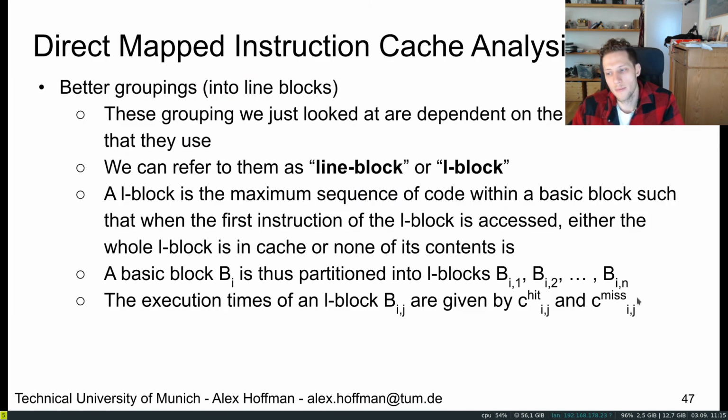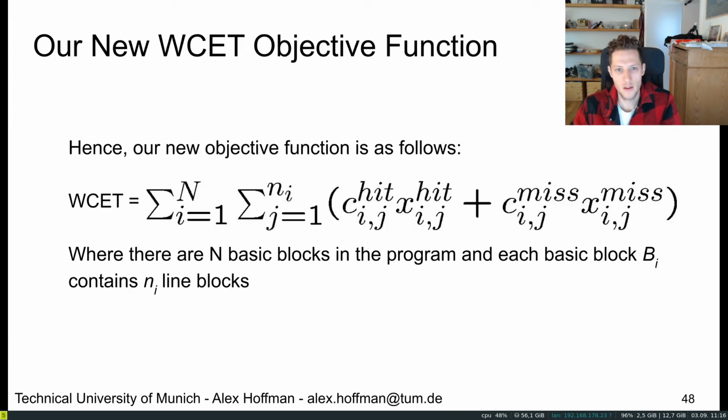And therefore, we have 2 execution times for each L block, right? We're treating our L blocks as now our groupings, and therefore they would also have an execution count and execution time dependent on the hits and the misses. So we've now changed this objective function that we had before, where we were dealing with basic blocks' hits and misses. We're now dealing with L block hits and misses. That is the largest possible grouping of instructions where we take into regard cache activities. Okay. So then this becomes our new objective function.